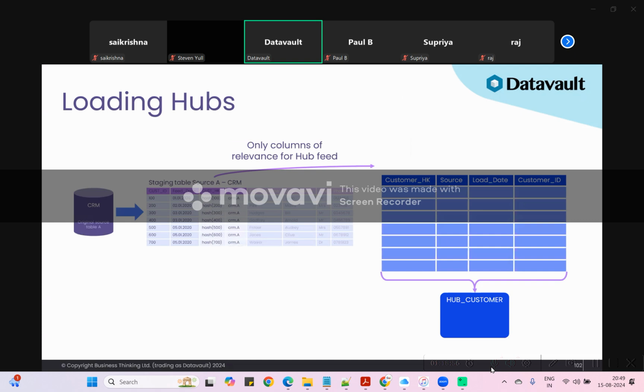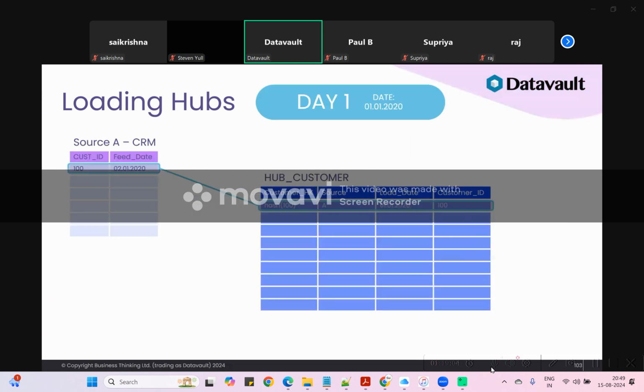Right, so we're kind of ready to go. We've got the 4 columns lined up. Got our 4 columns in the hub. Hub's empty at the moment. Let's push ahead and load some data. So here we have a source feed. On the 1st of January 2020, our source A from CRM tells us there's a customer with an ID of 100.